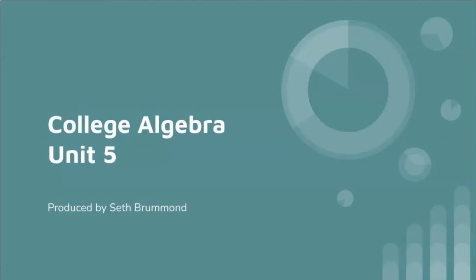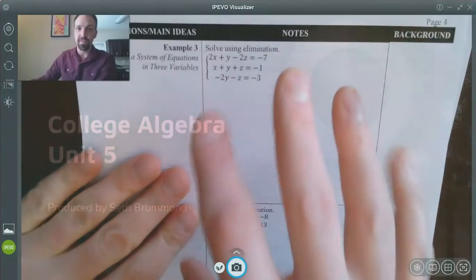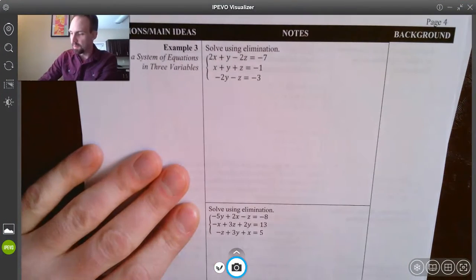Hi friends, welcome to example 3. With this one we're going to be solving this system using elimination.